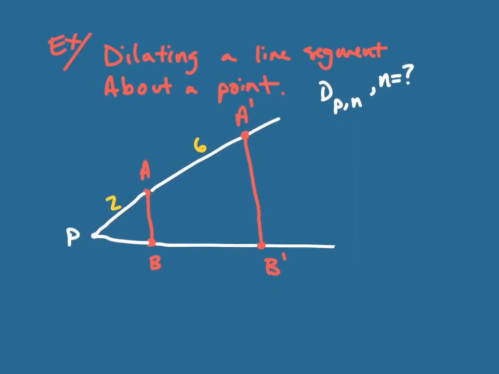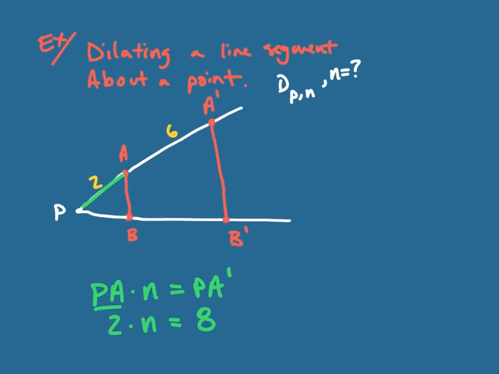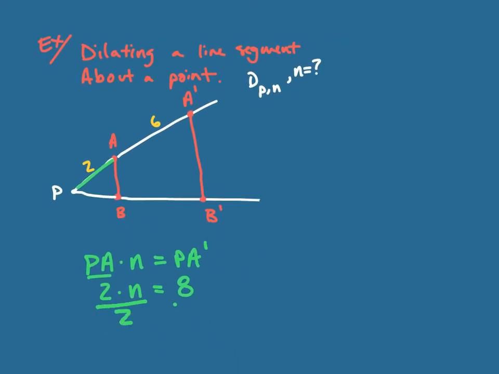If I wanted to set up an equation to solve for this, I would write the length of PA times your scale factor n gives you the length from P to A prime. Now, what I want to do is figure out what these lengths are. The length of PA is simply 2. So I have 2 times my scale factor n gives me the length from point P to A prime. So the length from P to A prime, 2 plus 6, is a total length of 8. From this, I can solve this equation for n by dividing both sides by 2, and I get that n is a scale factor of 4.